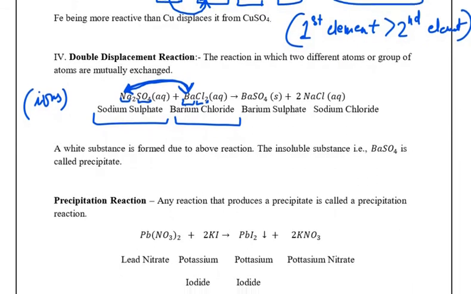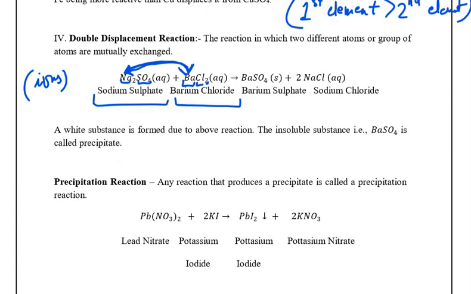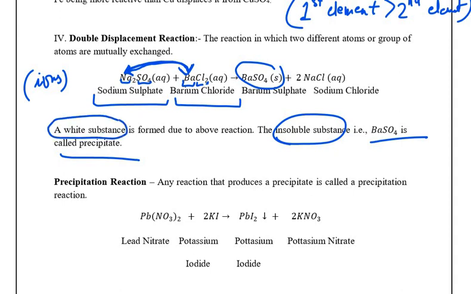Now in this case, one very important thing is that we have barium sulfate, and barium sulfate is a precipitate. Now what is a precipitate? A precipitate is an insoluble substance. That means it won't be soluble in water or any other liquid. So therefore we get BaSO4, and it won't react with water or mix into water. So the white substance formed here is barium sulfate, and it is known as a precipitate. Why precipitate? Because it is an insoluble substance.